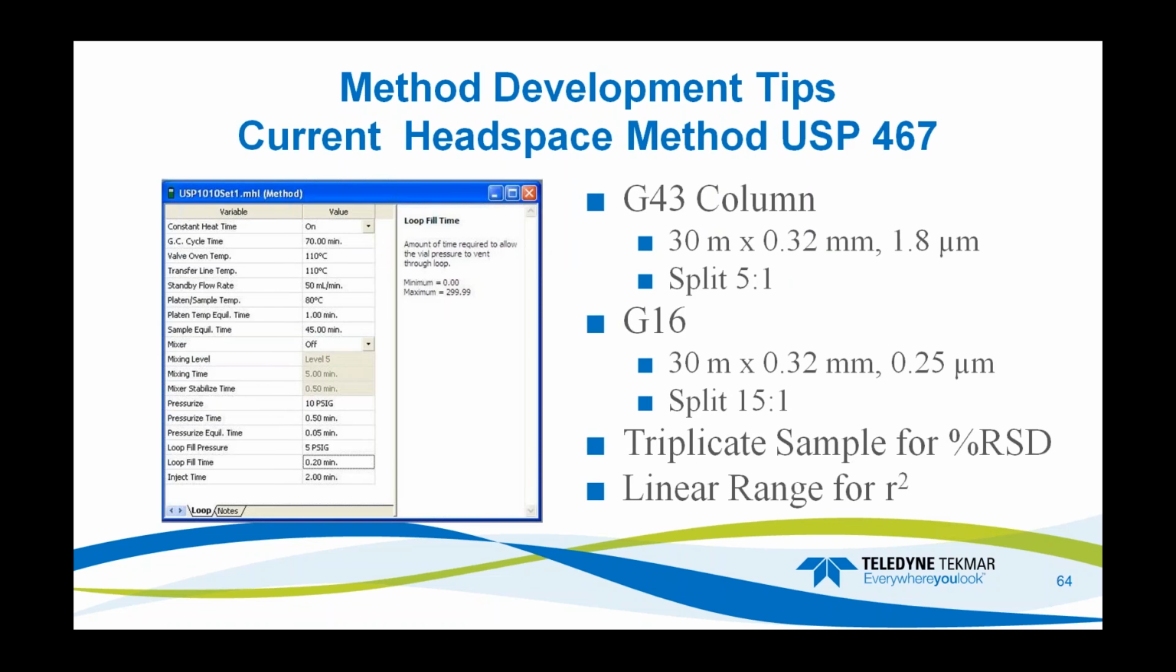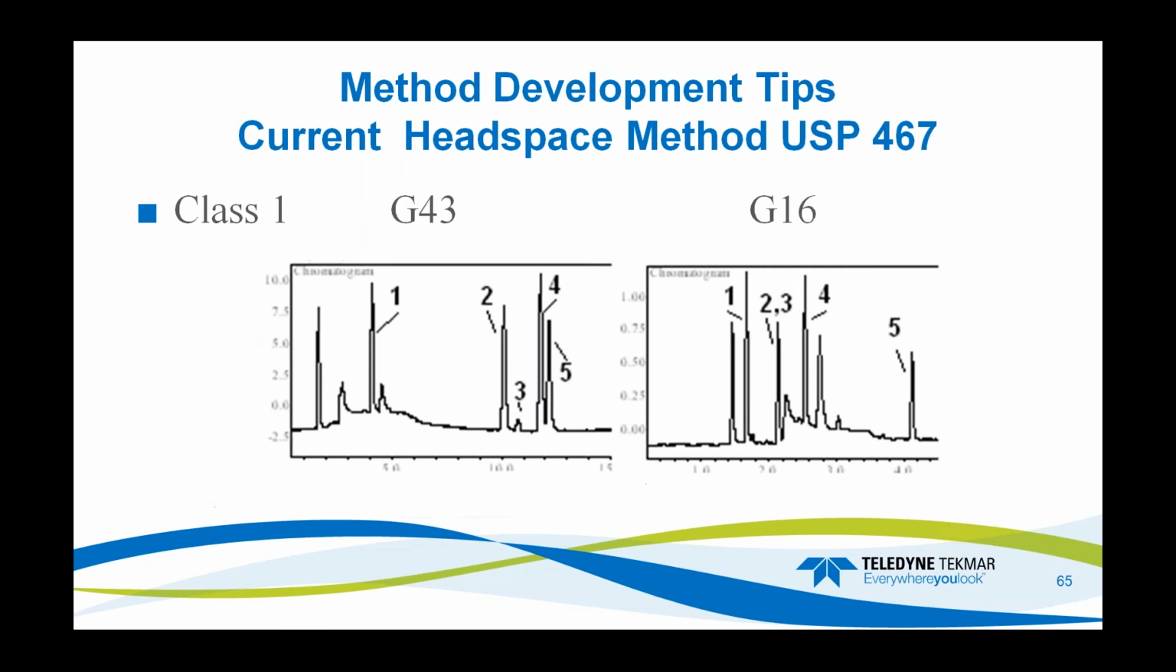Moving on, you have a current headspace method that you may want to use. In this instance, we did USP 467, residual solvents in pharmaceuticals. There's 2 columns for that. We plugged in their numbers, 80 degrees C, 45-minute sample equilibrium time, into the method. Made sure the chromatography was there for these. These are class 1 compounds for those of you in the pharmaceutical industry.